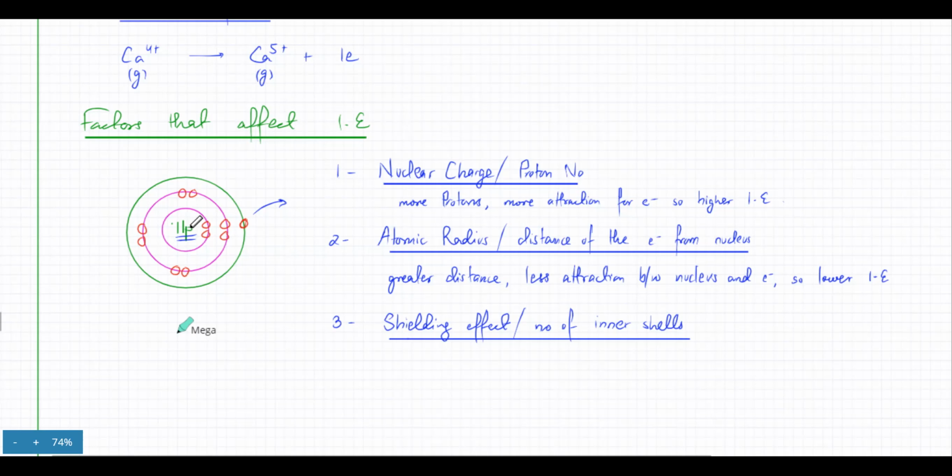Similarly, this is what's going to happen. If the nucleus over here, this positively charged nucleus right in the middle, has lots of inner shells coming in between it and the electron we're trying to remove, that's known as the shielding effect. So the greater the number of inner shells, the less would be the attraction.